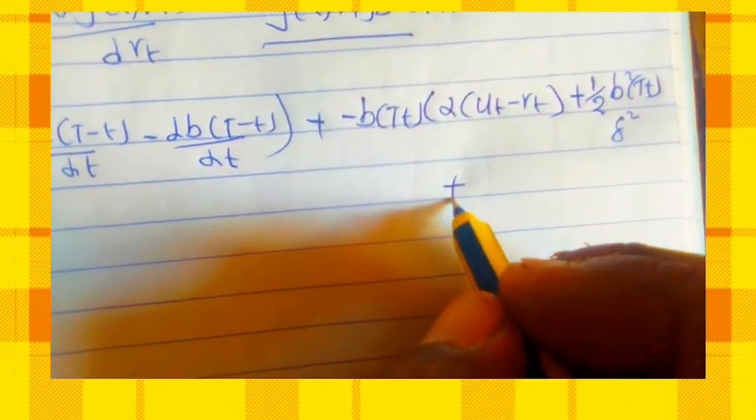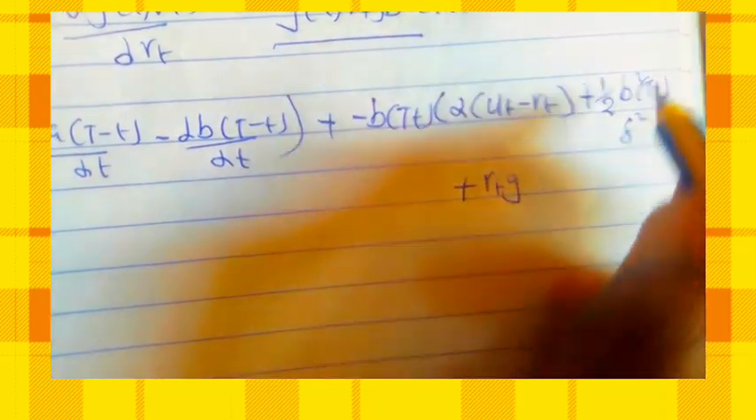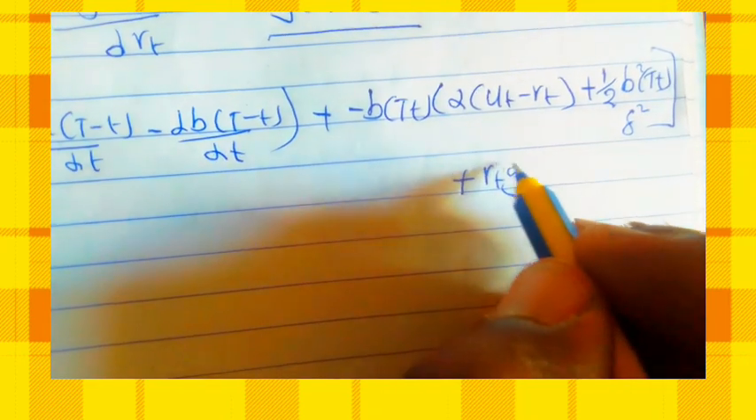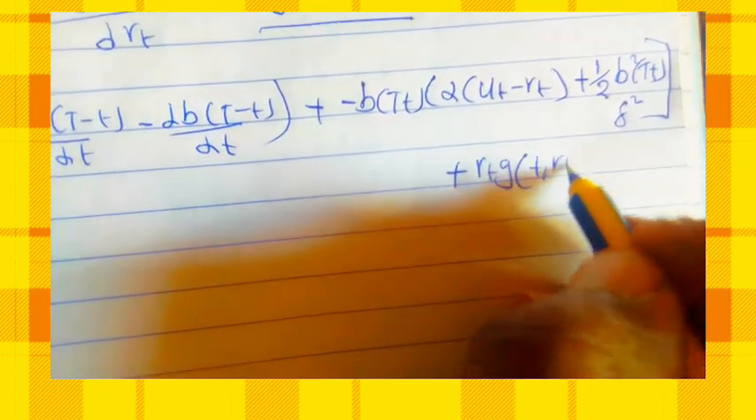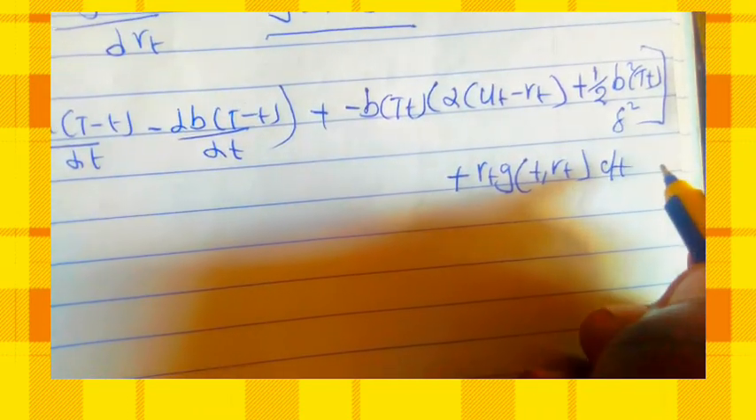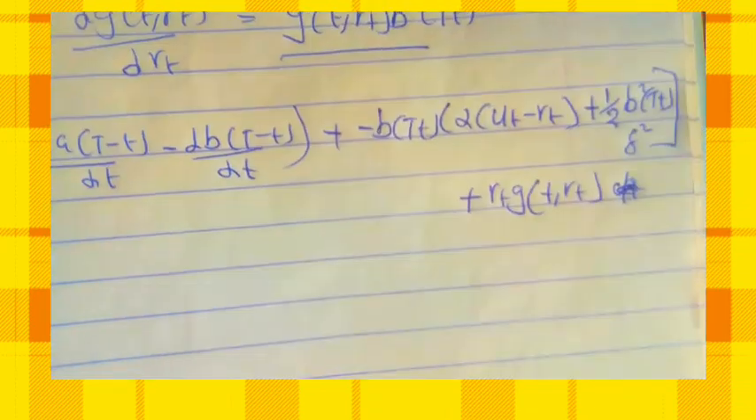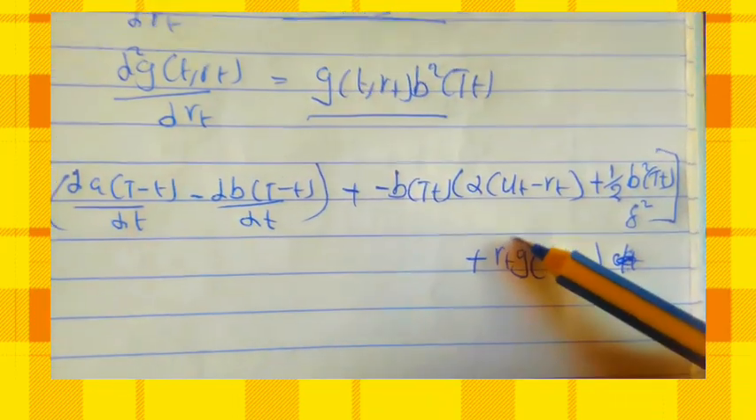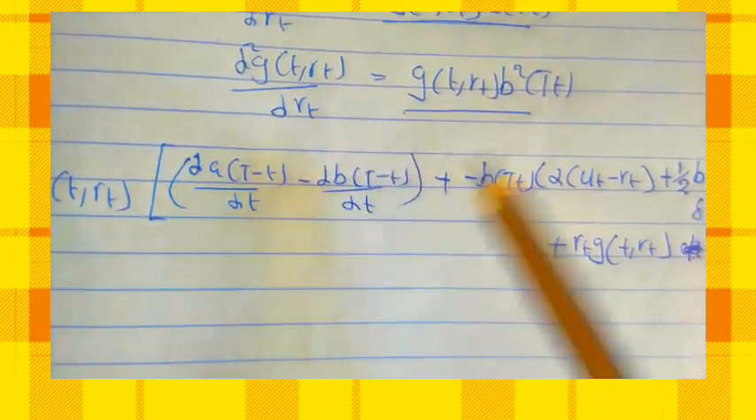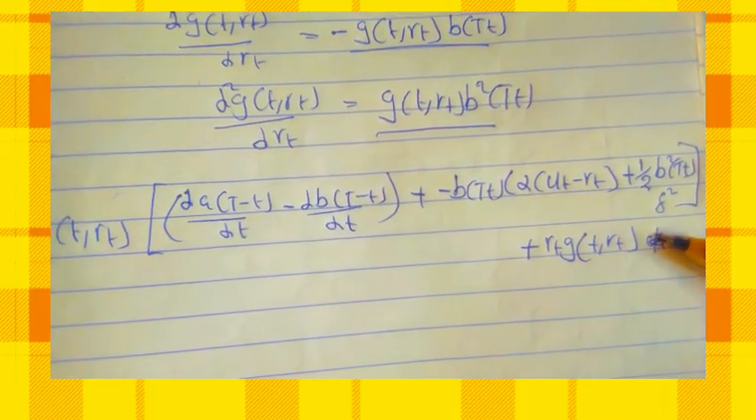Plus the determinant factor, which is r_t, plus r_t g(t, r_t) dt, or we can ignore dt. We can ignore dt because the determinant factor should look the same way as this one, because we already have differentiated this one, so we have to ignore the dt.